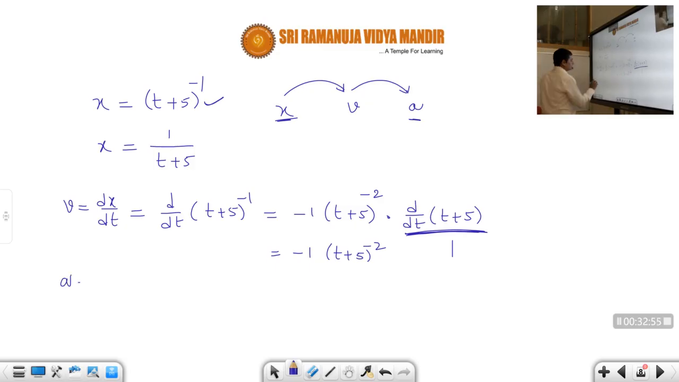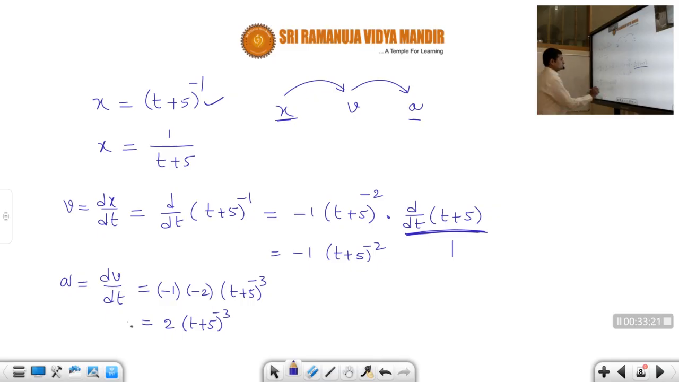Now they are asking acceleration. So acceleration a is equal to dv by dt. So again you have to differentiate this. So minus 1 you keep like this. If you consider again the t power n formula, then minus 2 times (t plus 5) whole power minus 3 into d by dt of (t plus 5), which will be 1. So the answer will be 2 into (t plus 5) whole power minus 3. Okay, students, so this is the acceleration equation.